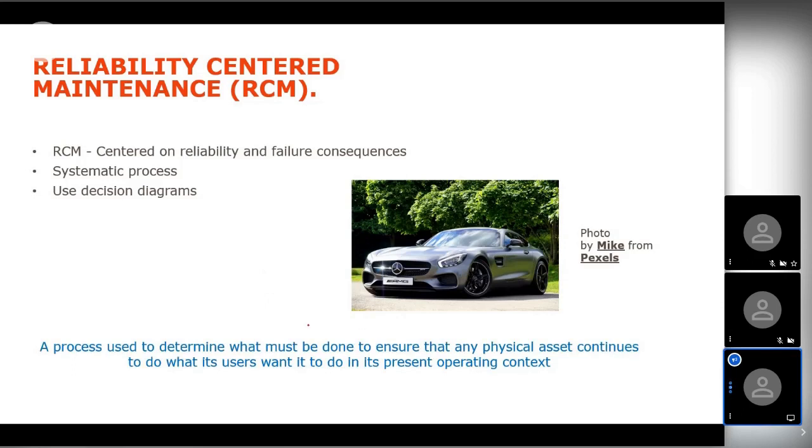Back to his definition there, the aim is to make sure the equipment continues to do what we intended it to do. So this process just helps us to do that based on the operating context or the operating condition: outside, inside, temperature, use, product, all of those things affect how our asset is running.